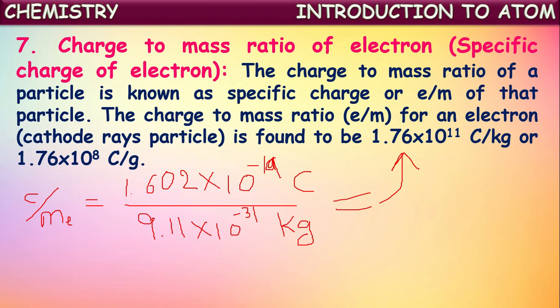This is called the specific charge of electron, which is also called e by m ratio. This is actually the highest value compared to the remaining fundamental particles also. The specific charge is the highest for electrons because its mass is very negligible. Very small mass they are having. So the denominator value being very small, the overall value will be the highest, isn't it? So specific charge of electron is highest actually. Right? This is about the properties of cathode rays or electrons.